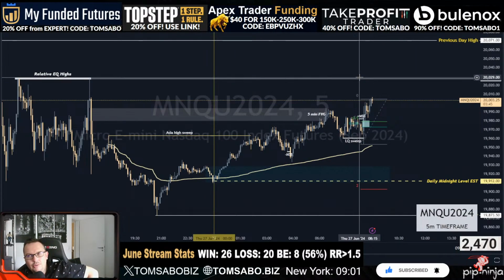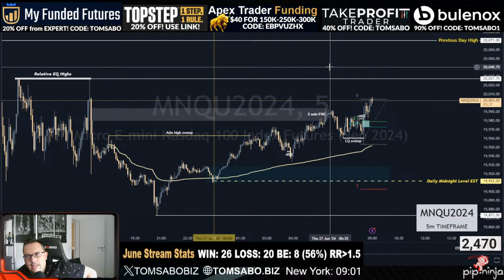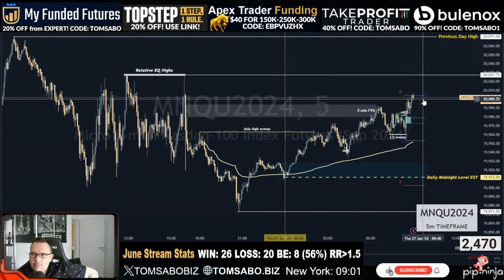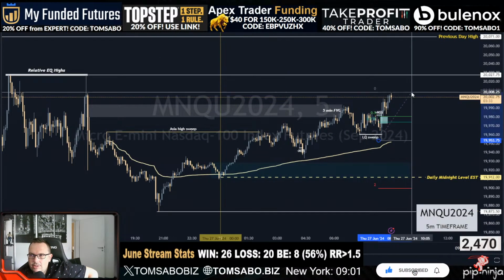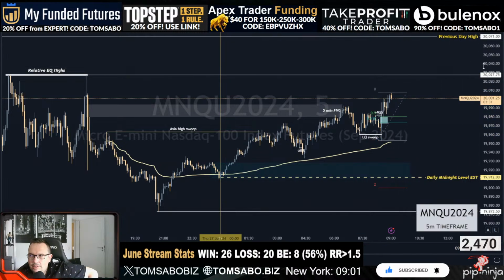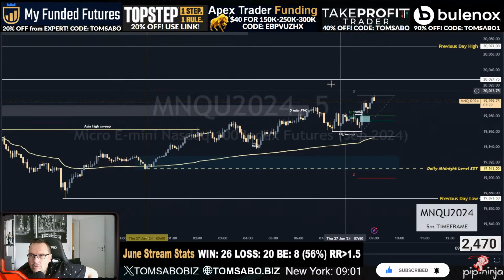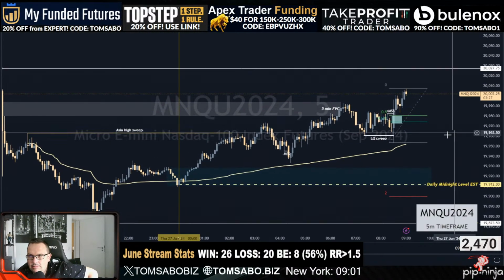But I do have an entry model with some EMAs, actually 2 EMAs and an RSI. I do have a mechanical entry model which I backtested and it's working.